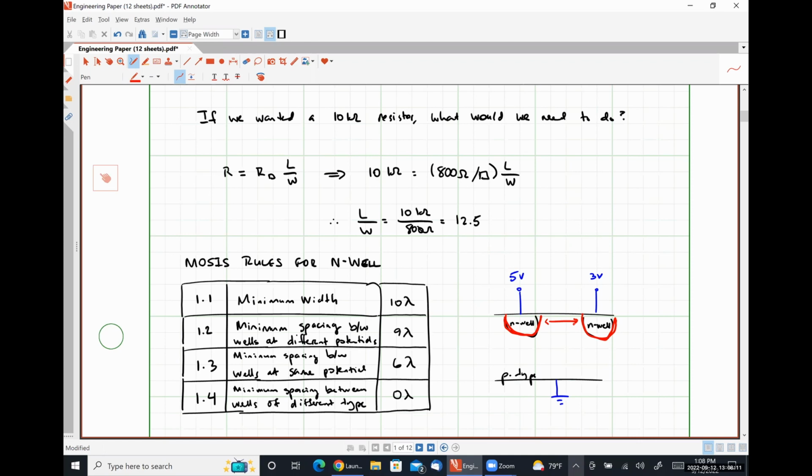So effectively, the closer that these two N wells of different potential are to each other, the more electronic interaction they have and the more it behaves like a transistor. So typically speaking, we want to avoid that. The minimum spacing between wells at the same potential is really to just prevent capacitive coupling and things like that. And then the minimum spacing between wells of different type. Anybody have any thoughts of why that might be 0? Effectively, why can we abut an N well right next to a P well?